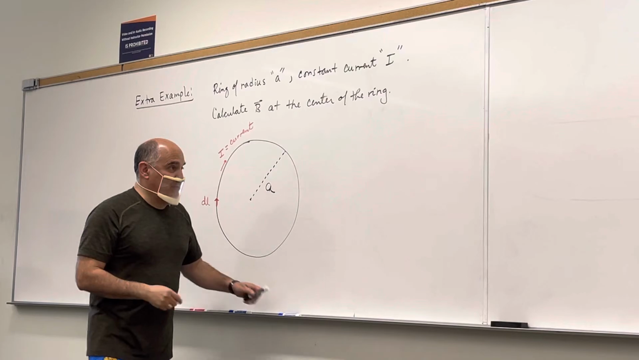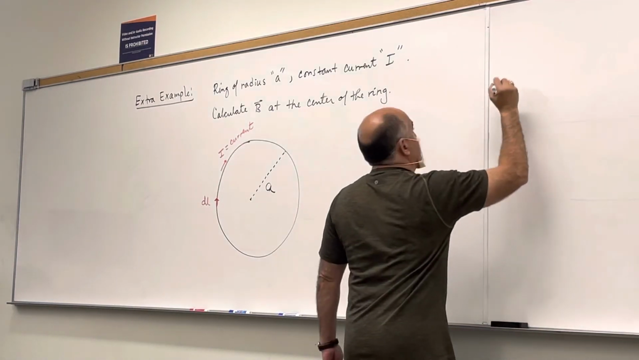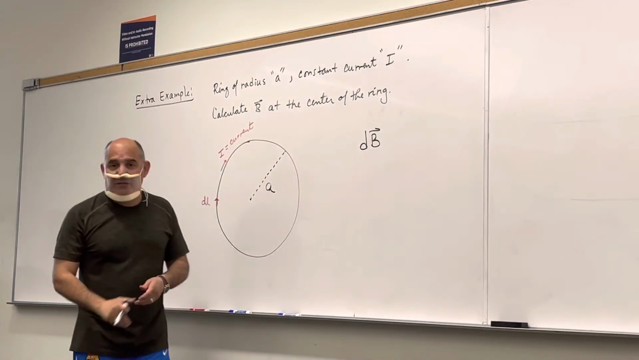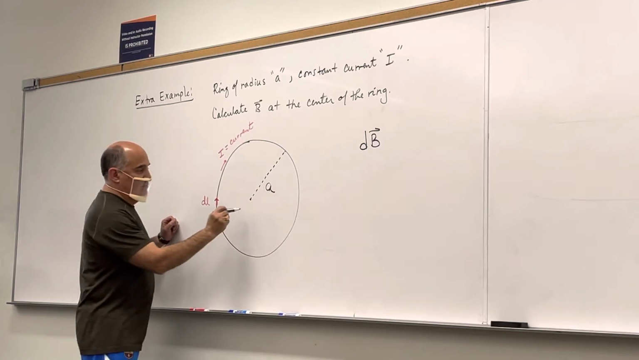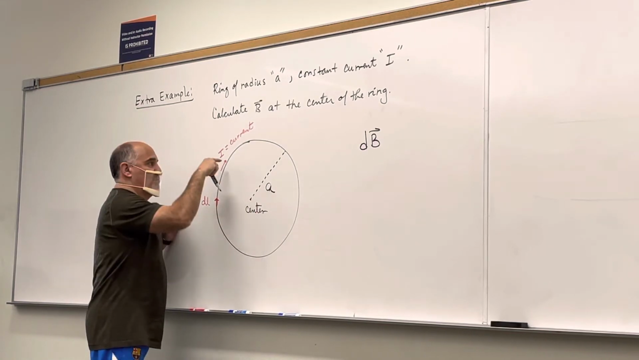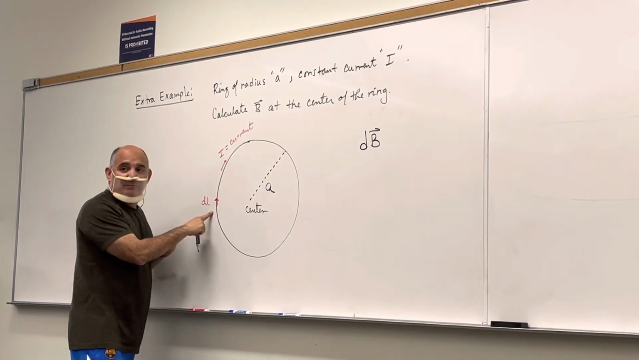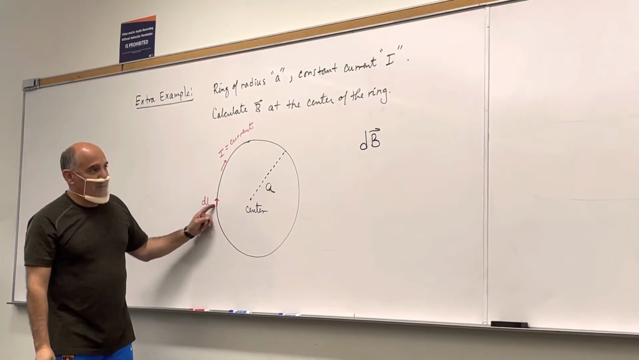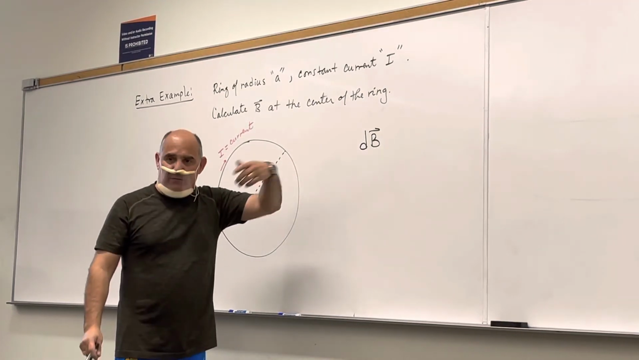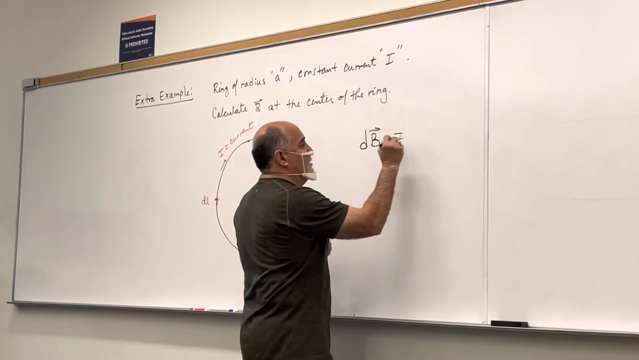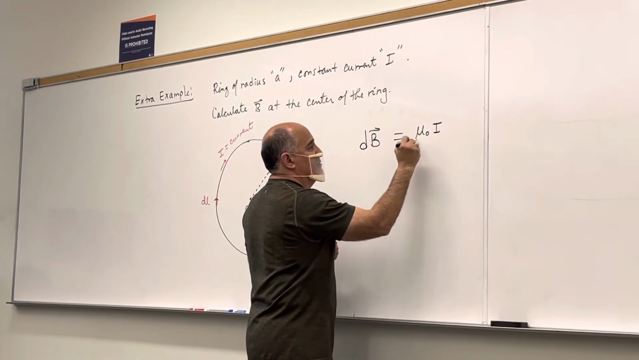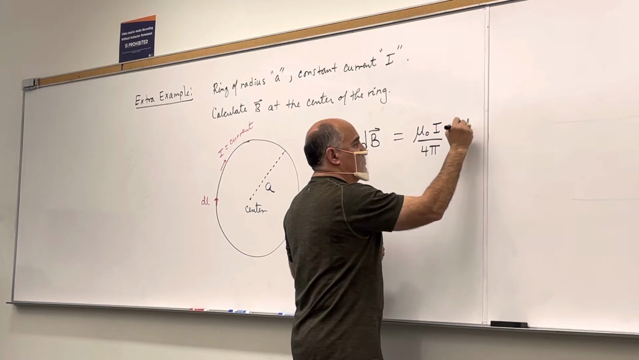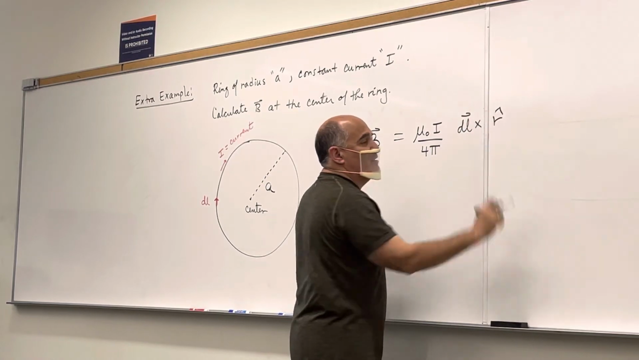And so I write dB. dB is what? dB is the magnetic field generated at the center by the current I in the dL. So this current I in this length, the dL, generates this magnetic field. And I'm going to consider the point at the center. So by the Biot-Savart law, this is equal to this constant, times the current in the dL, and then I have to take the cross product between the dL and a unit vector r hat.